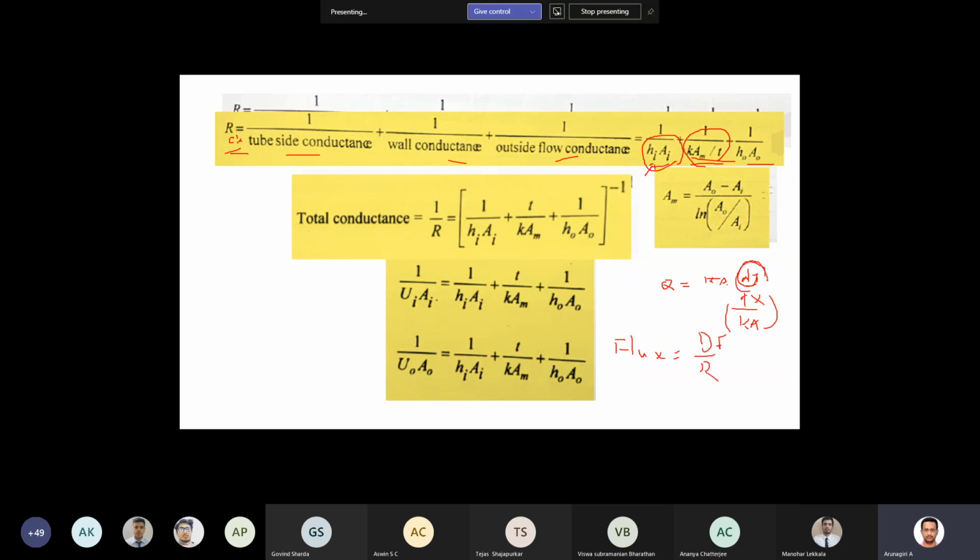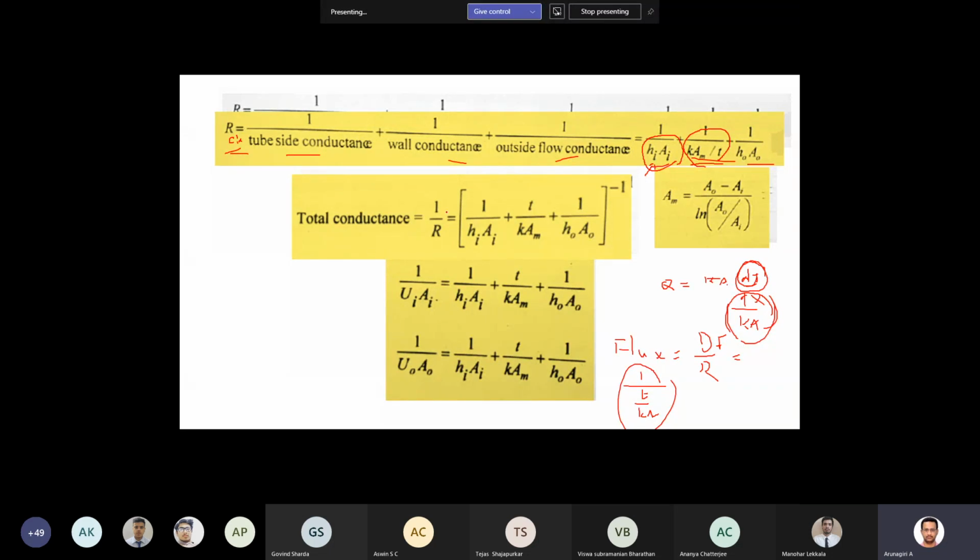Flux is equal to driving force by resistance, where delta T, the temperature difference, is the driving force, and dx, the thickness of the wall, gives your resistance. dx by kA is your resistance. The inverse of resistance is conductance, so that is kA by delta x. So the resistance is like this, 1 by (t by kA), and this is the conductance. You can express it like this.